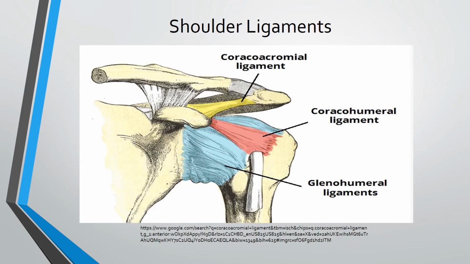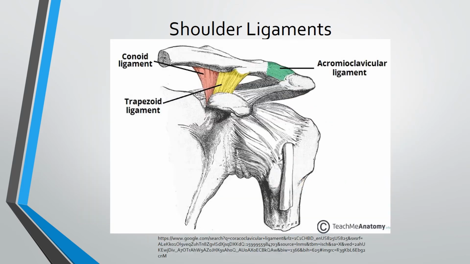Here are 3 more important ligaments. The coracoacromial connects the coracoid process and the acromion. The coracohumeral ligament connects the coracoid process and the humeral head, and the glenohumeral ligament connects the scapula to the humerus.